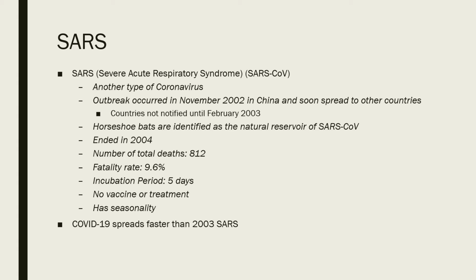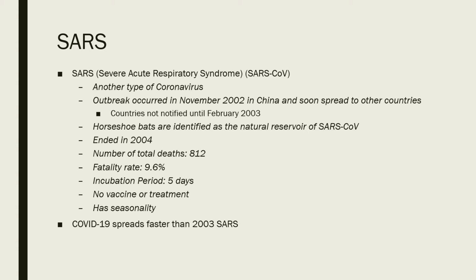One of the two previously known bad cases of a coronavirus outbreak was the SARS coronavirus, also known as SARS-CoV. SARS stands for Severe Acute Respiratory Syndrome. This outbreak occurred in China in November of 2002, soon spreading to other countries. China did not notify other countries until February of 2003. Coronaviruses usually have one animal that they originate from. For SARS, that is the horseshoe bat.